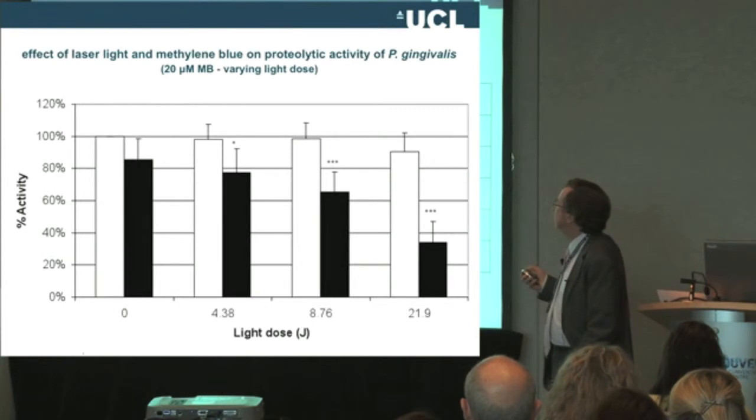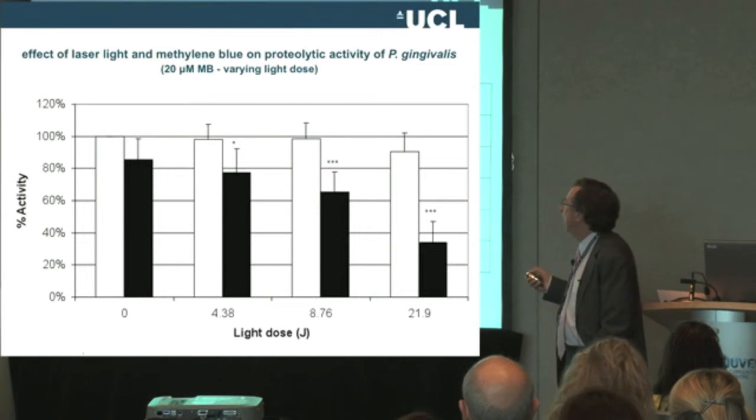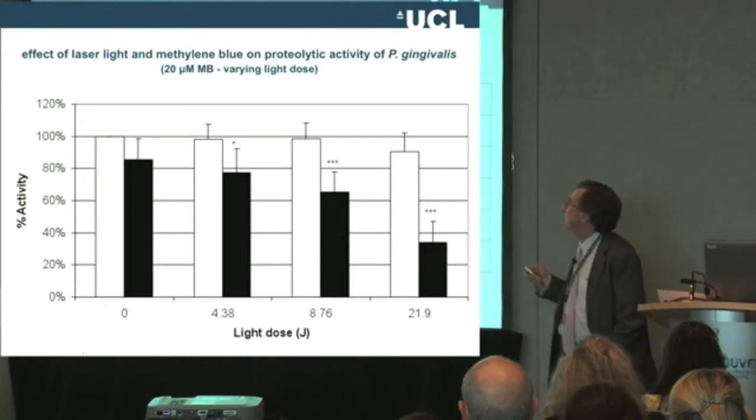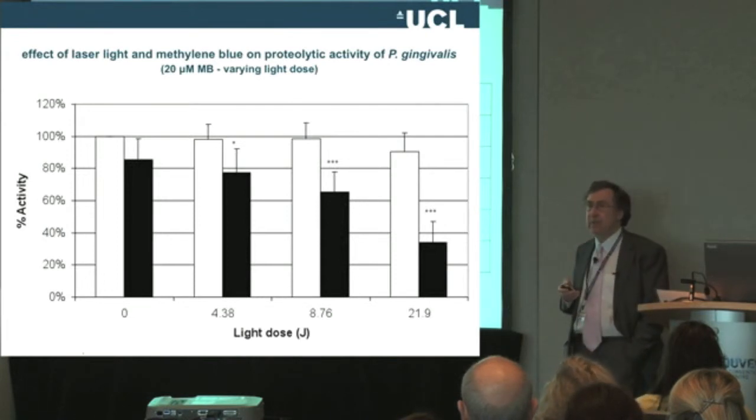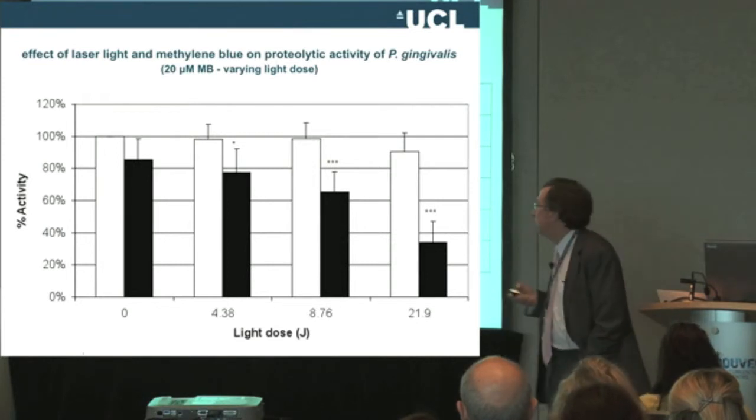This shows the effects of varying light dose, the same kind of experimental setup. This time we're using a fixed concentration of methylene blue, and we're using different light doses. And you can see that we can get a reduction in the activity of this protease. The protease of P. gingivalis is one of its most important virulence factors.